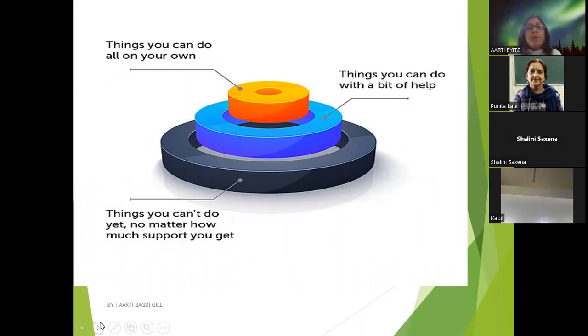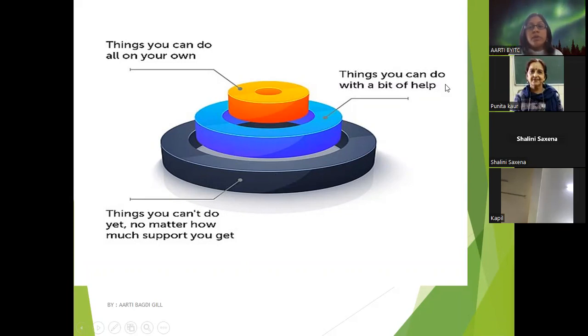Now here in this model, I can see 3 different zones. Very simple. And this big zone is the one where you can't do that. So this is the big zone where I cannot do. So why are we not understanding that the child is not able to do? That is the big zone. It is a ZPD model, which is showing that this is the zone where I can't do.